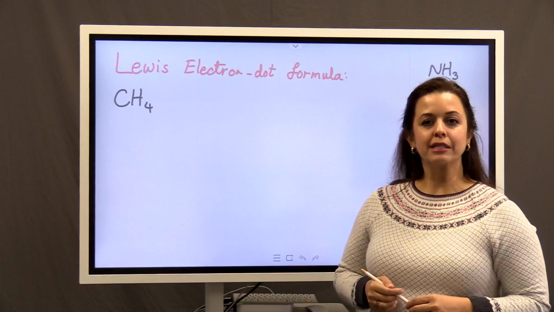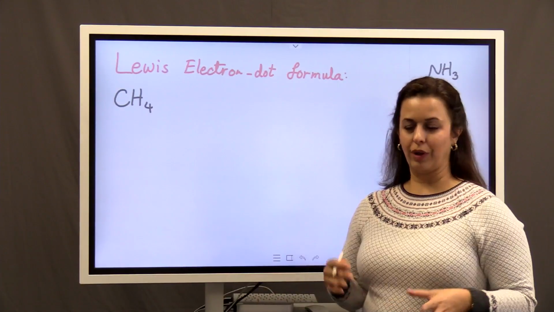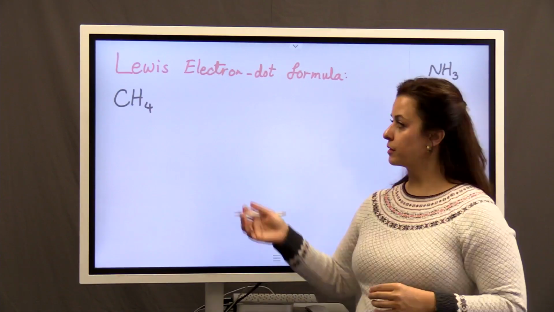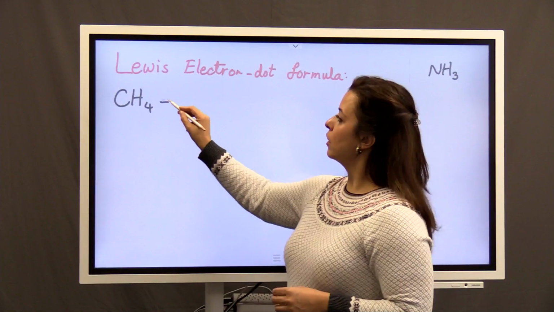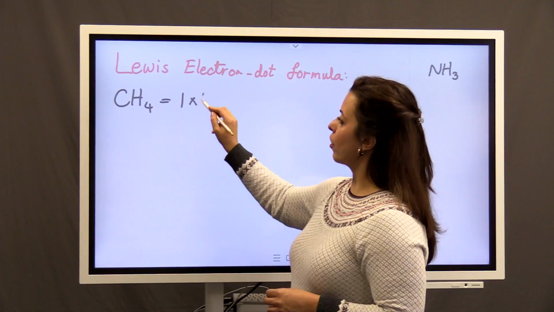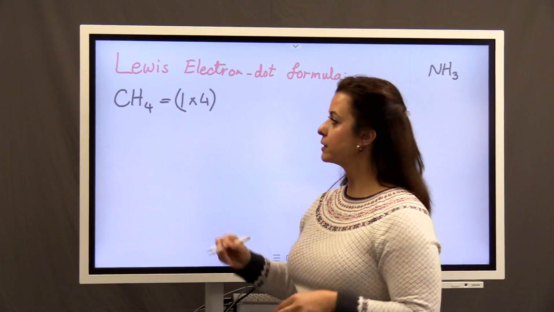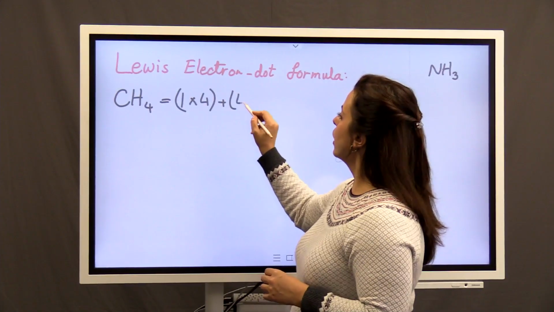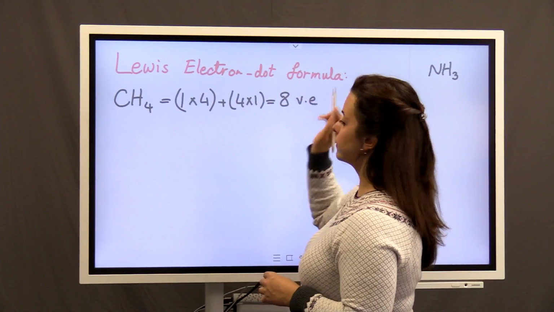The number of valence electrons on each atom is the same as the group number, or let's say the last digit in the group number. So for example, carbon is in group 14, we have one carbon and there are 4 valence electrons in it. Group 14, 4 electrons. Plus, you have 4 hydrogens times 1, so total valence electrons will be 8.